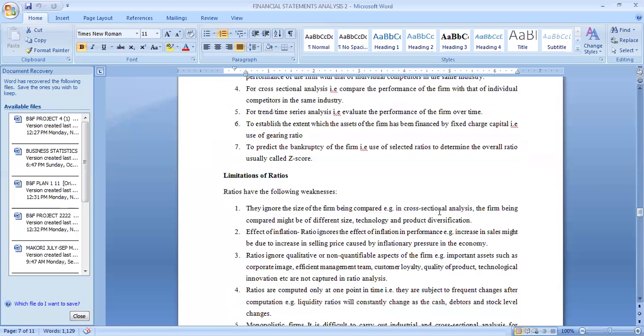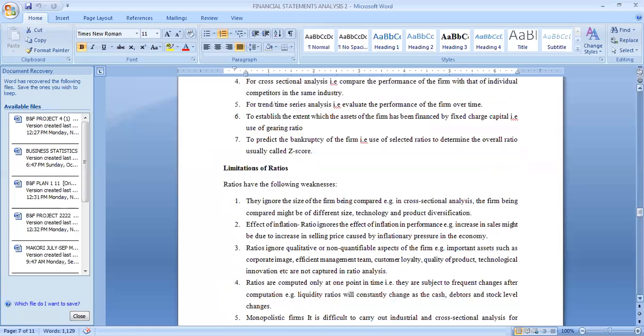Even though the ratios are very good and very important, they have some limitations. They have some setbacks or weaknesses. Number one, they ignore the size of the firm being compared. When you are doing cross-sectional analysis, in most cases we normally consider firms of the same industry, and you might not consider other firms.